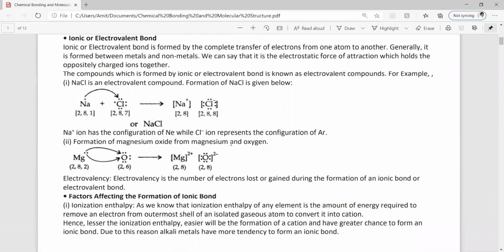And by doing this, sodium gets the configuration of neon and chlorine gets the configuration of argon. Now there is another example, magnesium oxide, magnesium and oxygen. Magnesium again is a metal, oxygen is a non-metal, and magnesium loses 2 electrons, and by losing these 2 electrons, both of them become stable.